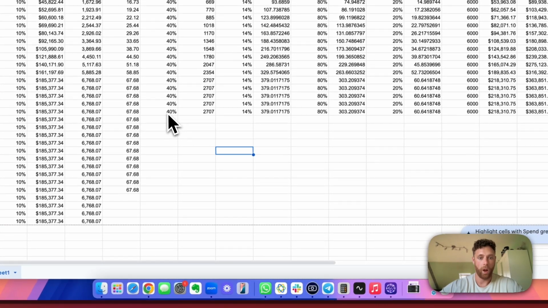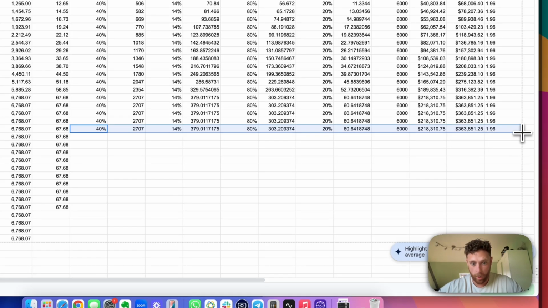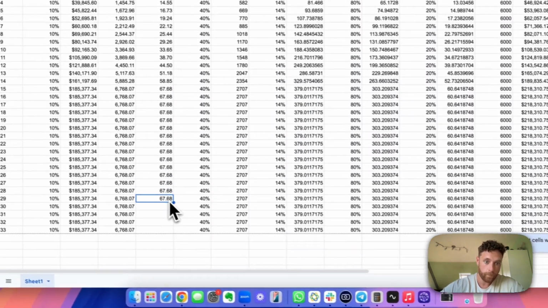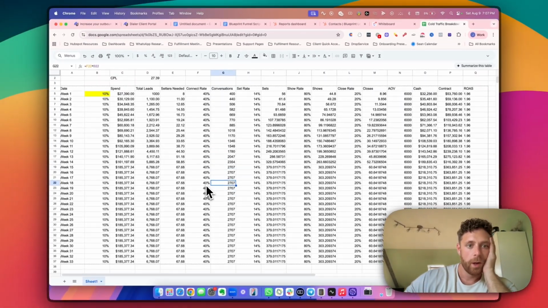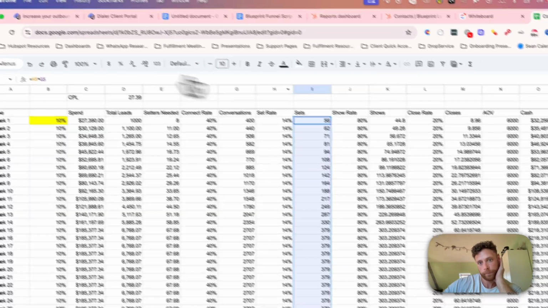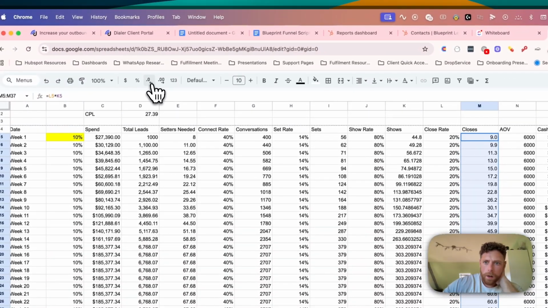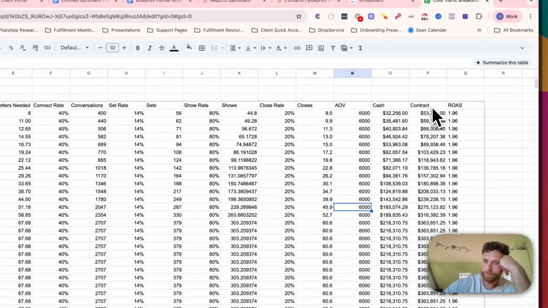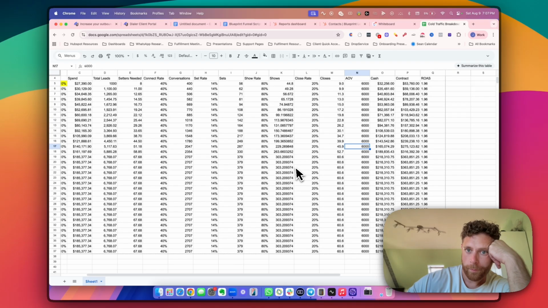All right, perfect. So I'm just going to grab all of these and drag them all the way down for all of our weeks. And then there we go. Sweet. So we can kind of see how this scales throughout. And I'm just going to fix some of these columns to be as clear as possible. There we go. Cash, contract value. Okay, sweet.